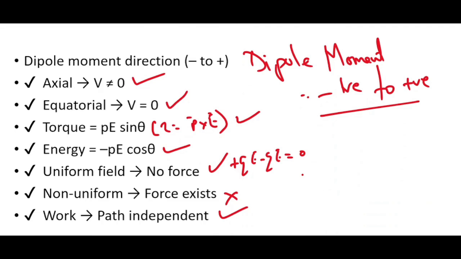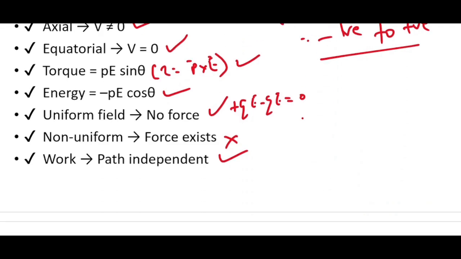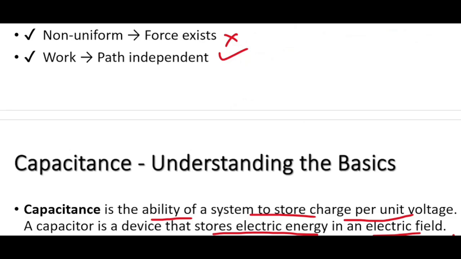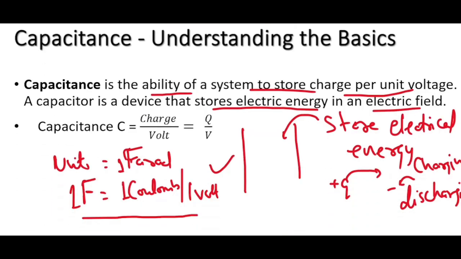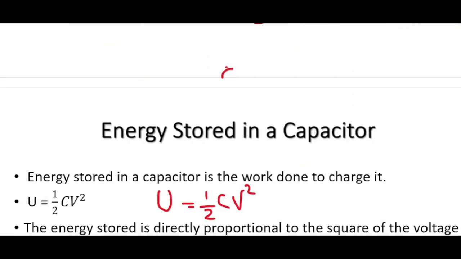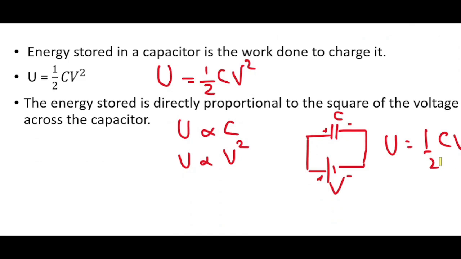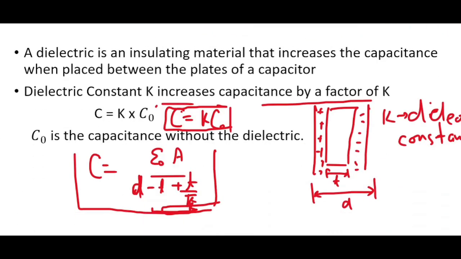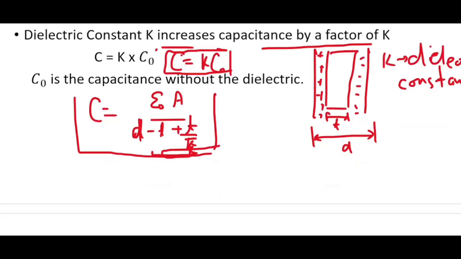This is the fast revision checklist. This is the capacitance, understanding the basics. Parallel plate capacitor. Energy stored in the capacitor. Dielectrics and capacitors. A dielectric is an insulating material. You should know this, right? It is not a conducting material, but in certain circumstances, it conducts electricity when kept in an electric field.